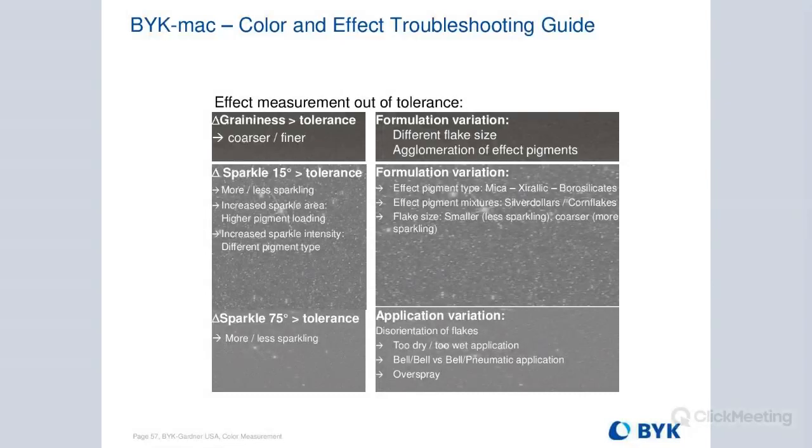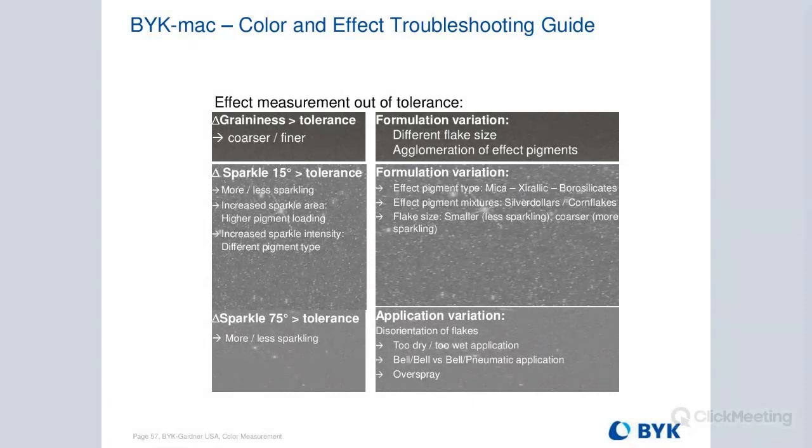On the 75, we really look at this as an application indicator. So again, if you have good oriented flake in your pigment layer, on the 75 or the flop angles, you're going to get that strong color flop. And if you have some flake that's disoriented on the flop of the sample or the car, you're going to get sparkle coming back at you. And that's not desired. Things that can lead to that are either spraying something too dry or too wet.